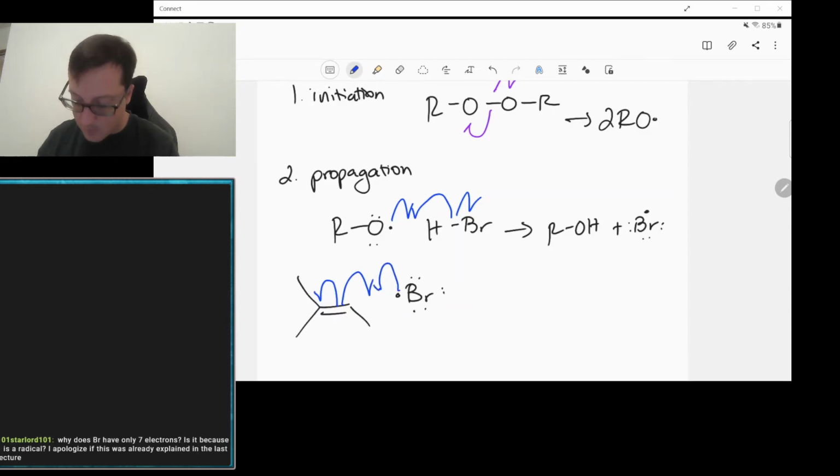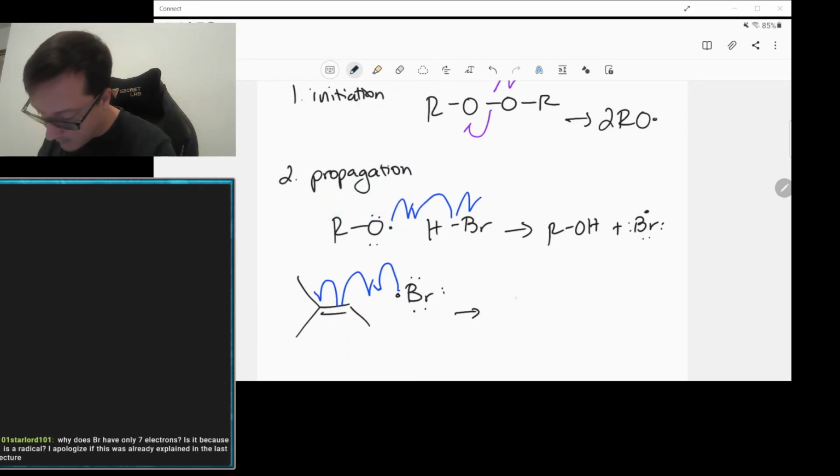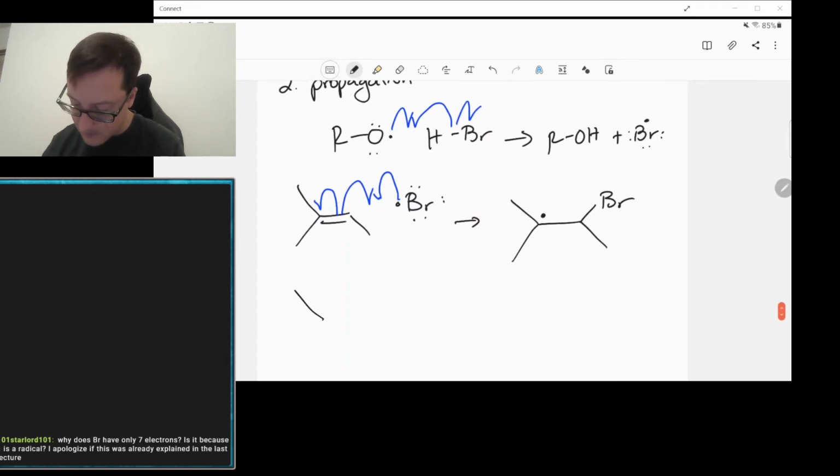And so we're going to form the CBr bond between the other two, thereby giving us our tertiary radical, stabilized. So this is addition to the pi bond. And we're not going to eliminate this time.